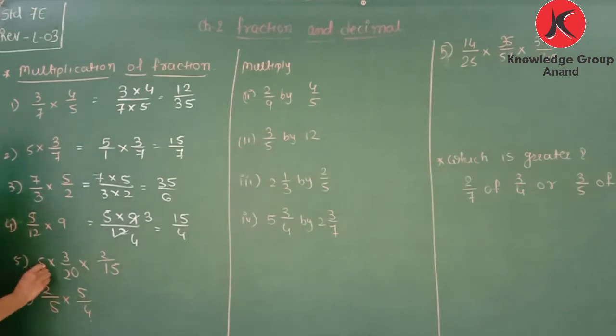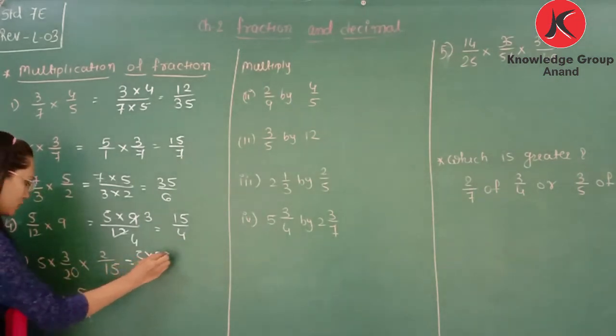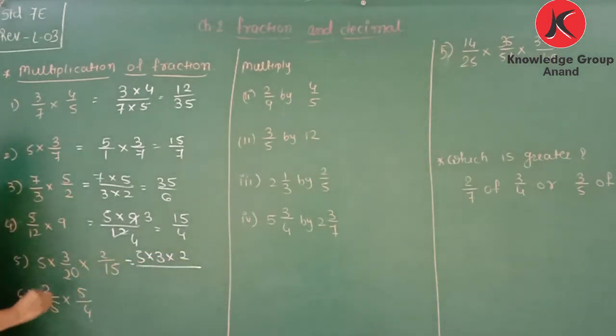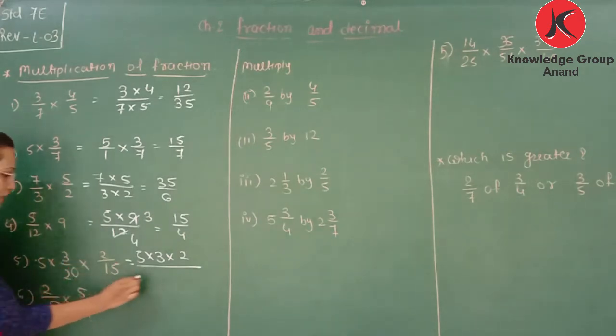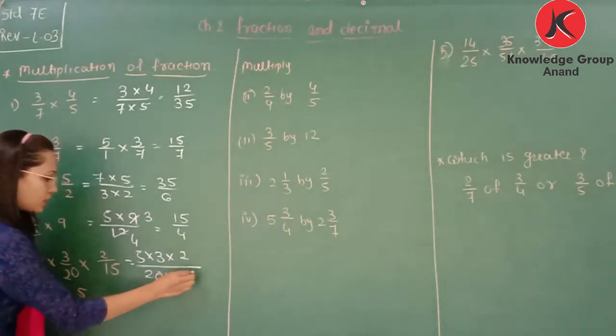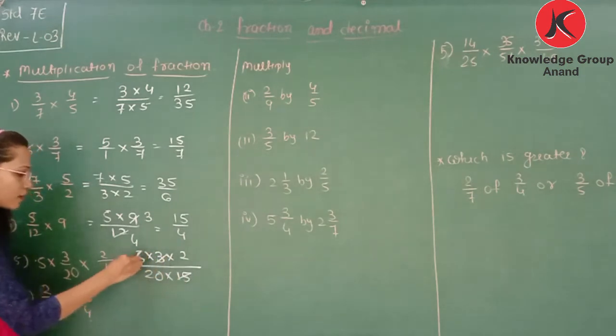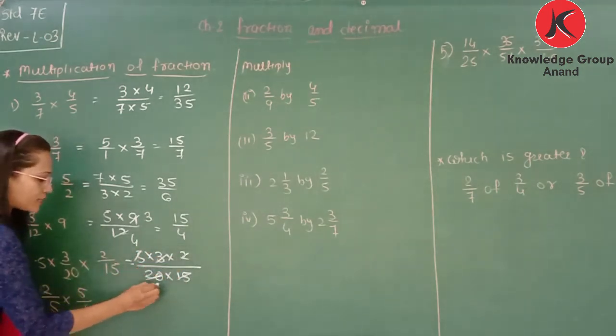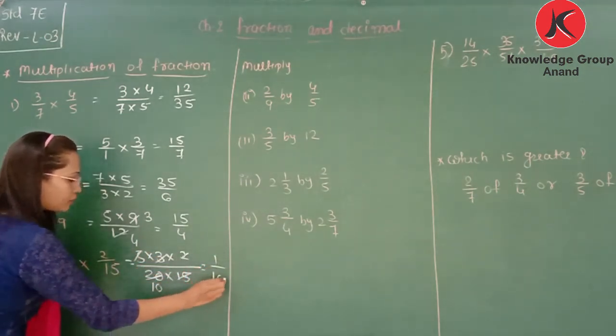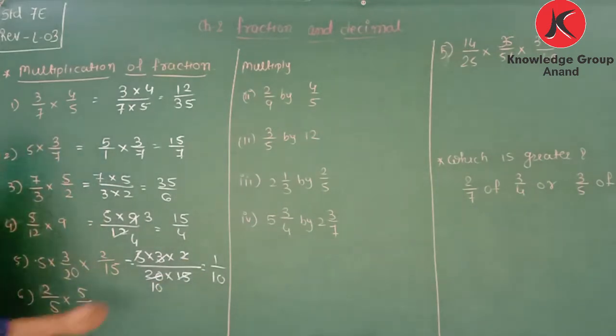Now next one, 5 multiply 3 by 20 multiply 2 by 50. So here we can write 5 multiply 3 multiply 2 as the numbers in the numerator, and 20 multiply 15 in the denominator. 5 3s are 15 and 2 10s are 20. So it is 1 by 10, because there is no numerator, it means it is a 1. So 1 by 10 will be your answer.